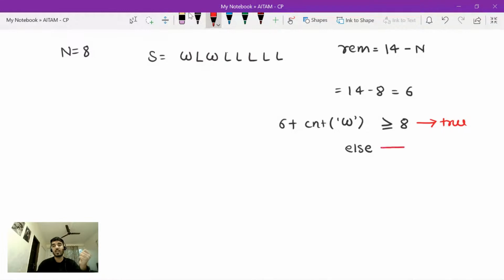A very straightforward intuition. We are left with 14 minus n matches, and we have the results of n matches. So simply count the number of matches which RCB has won, and I am assuming that all the remaining matches are won by RCB. In total, it is 14 minus n, which here is 6, plus the count of W. If this value is greater than or equal to 8, then it is possible for RCB to qualify for the semifinal, otherwise not, so I will return false. A fairly easy problem.